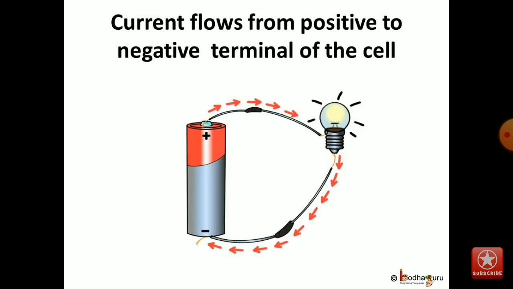The bulb glows only when current flows through the circuit. In an electric circuit, the direction of the current is taken to be from the positive to the negative terminal of the electric cell, as shown in the diagram. When the terminals of the bulb are connected with those of the electric cell by wires, the current passes through the filament of the bulb. This makes the bulb glow.